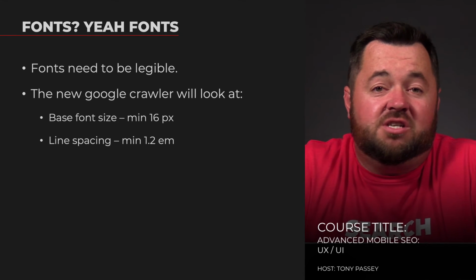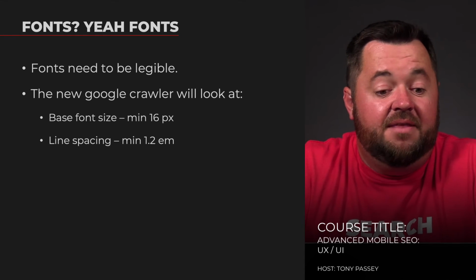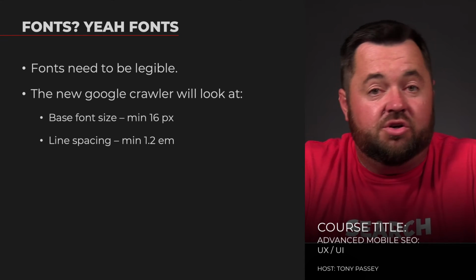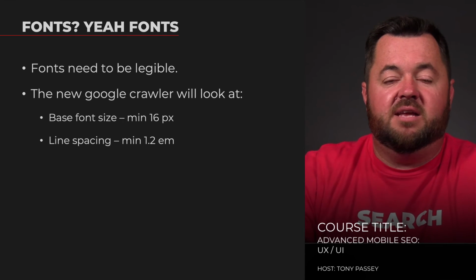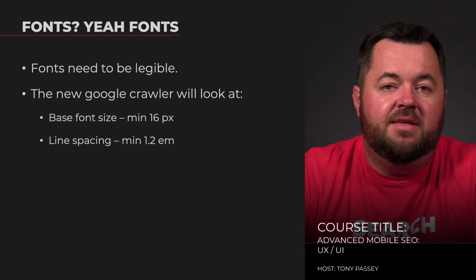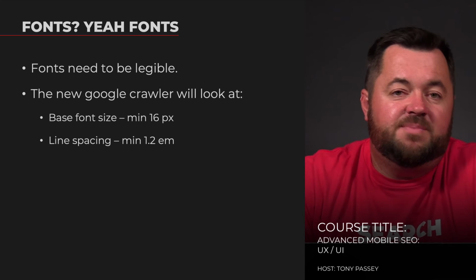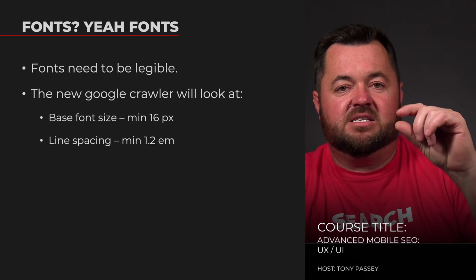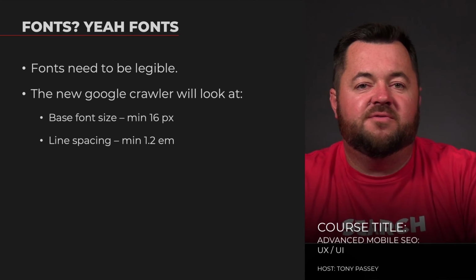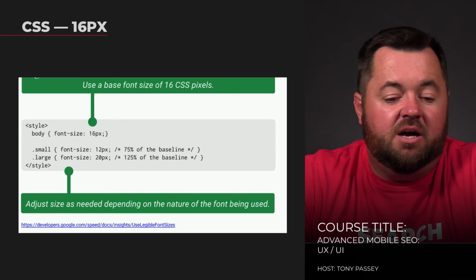And so Google has just come out and said, make your minimum font size 16 pixels. And then if you have something that is larger and needs to be bigger, you could do it 110, 120% of that 16 pixels. And then Google's also given us a guidance for line spacing, that our line spacing needs to be 1.2 EMs. And what that does is it spaces out our text enough that it becomes very legible. And so if the base font is too small, we're not going to be able to read it.